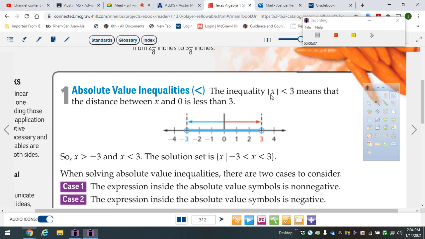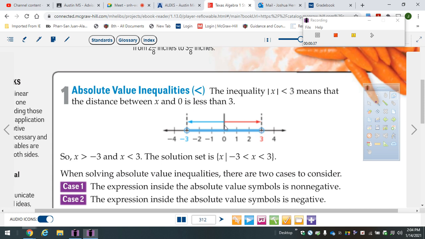So the inequality, absolute value of x is less than 3, means that the distance between x and 0 is less than 3. Okay, so let's think about what this is saying. Absolute value is saying the distance. Any distance away from 0 that is less than 3. So if I go 1, that's less than 3. 2 is less than 3. And right before 3, 2.999999 is less than 3.